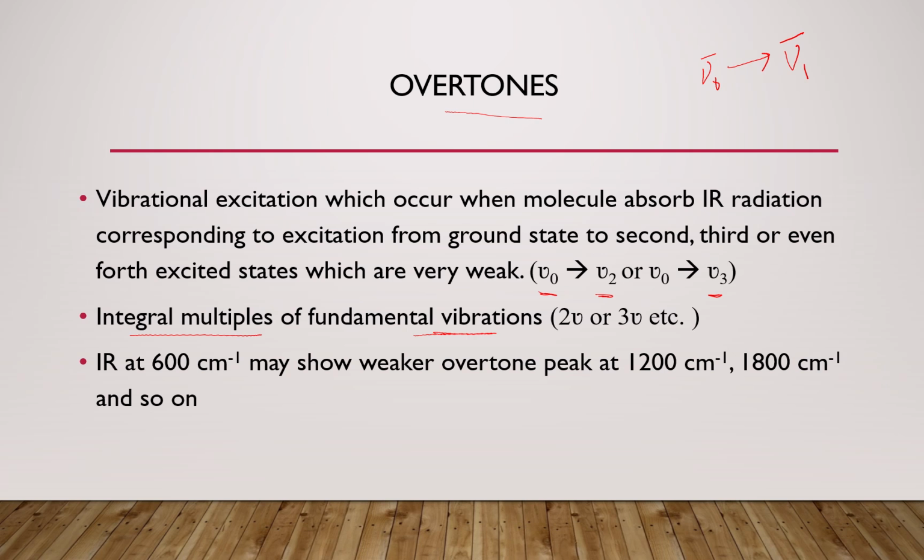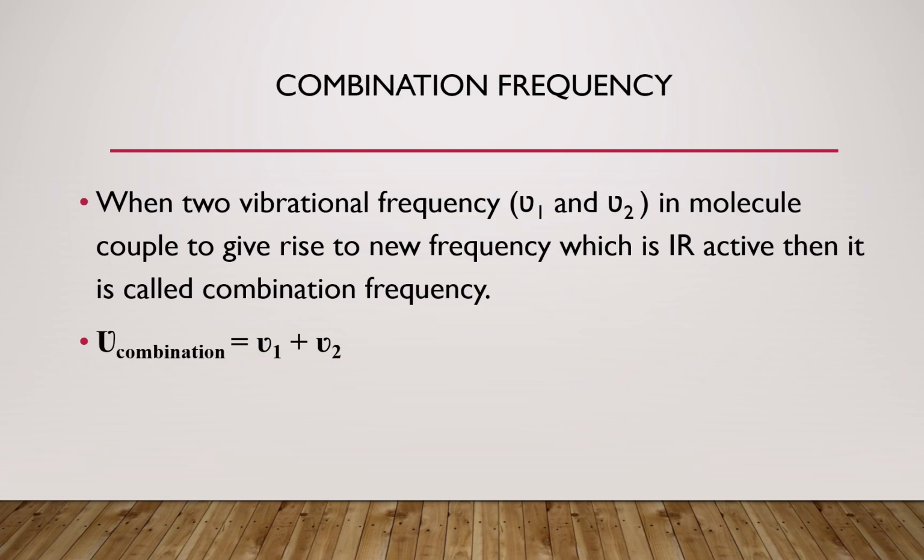So if you have a fundamental absorption at 600 centimeter inverse, it may show weaker overtones. That will be 2 into 600, that is 1200 centimeter inverse, if it is going from mu naught to mu 2. Similarly, if it is entering the third excited state, then it will be 3 into 600, that is 1800, and so on. So this is how we calculate overtones.